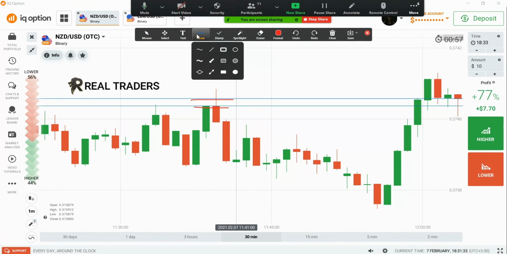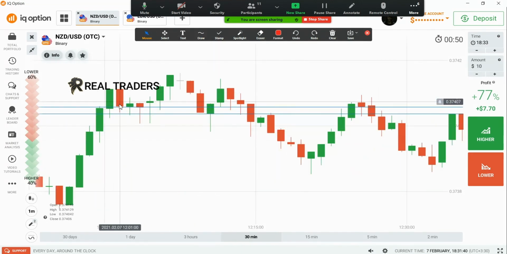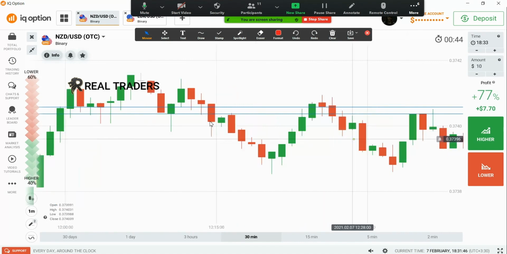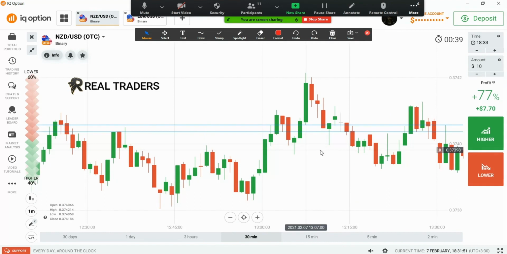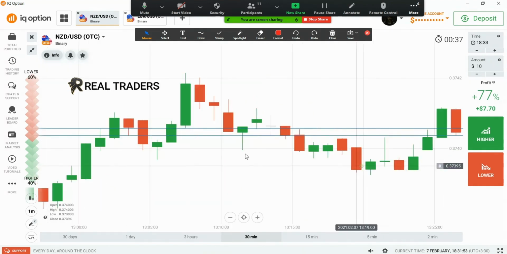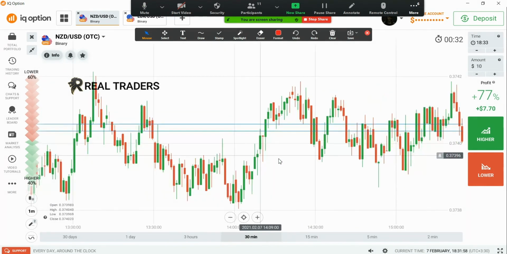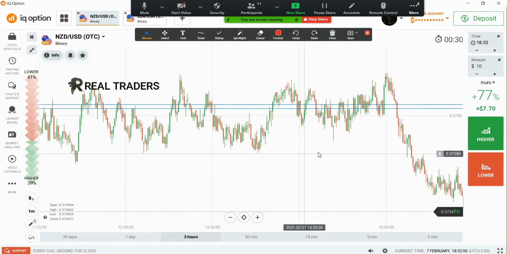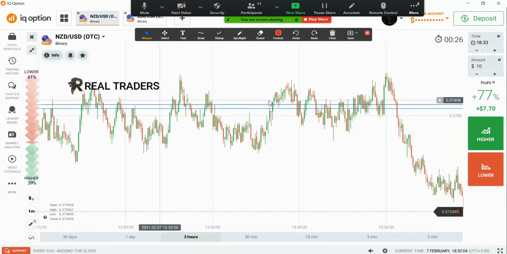So when the market closes at this level, we can trust. You can see here it closes here, a reversal, again it closes, a reversal, again it closes, a reversal, again here. So you are seeing mostly the market will respect the strong levels.